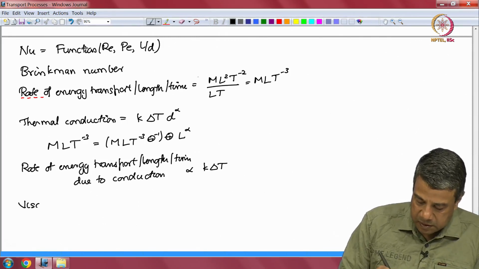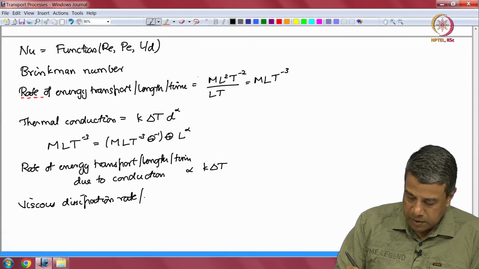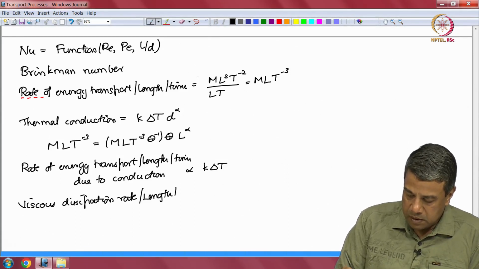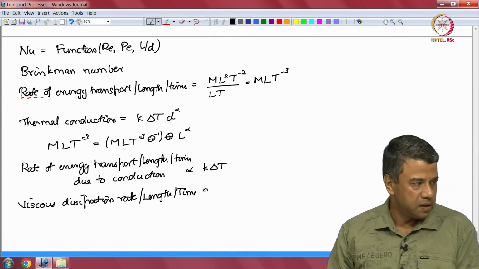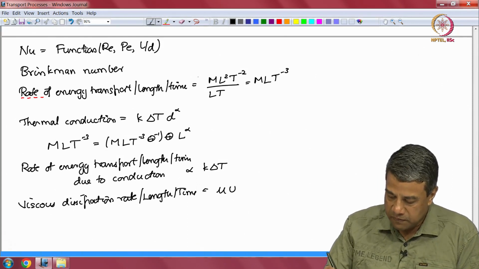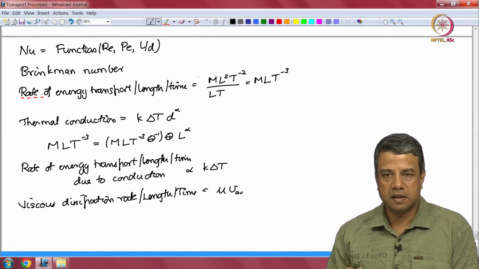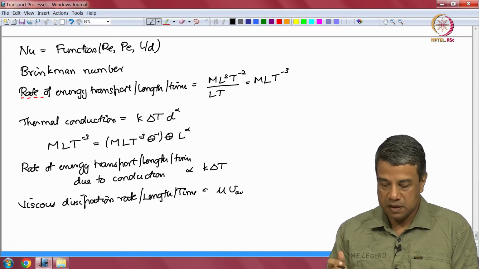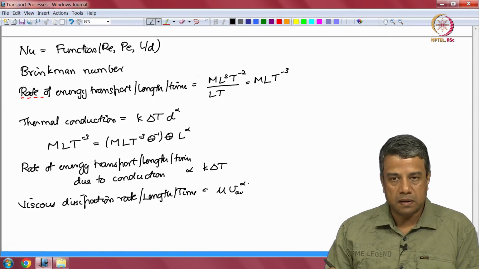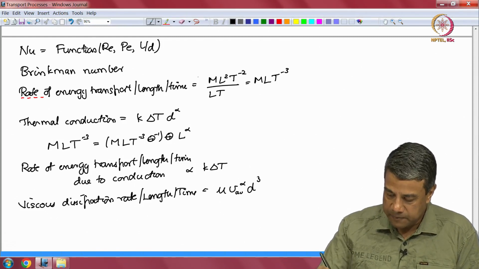Viscous dissipation rate per unit length per unit time has to depend on viscosity mu and the average velocity V average. It has to depend on viscosity because it is viscous friction that is resulting in dissipation of energy. It has to depend on the average velocity because the greater the flow velocity, the greater will be the dissipation, and it can also depend upon the length scale.